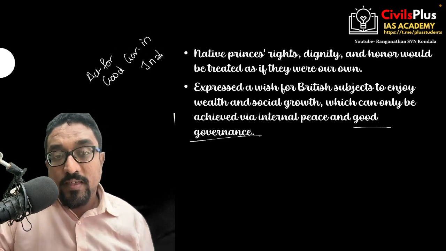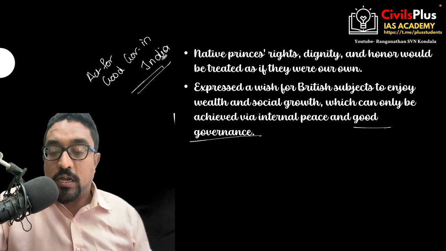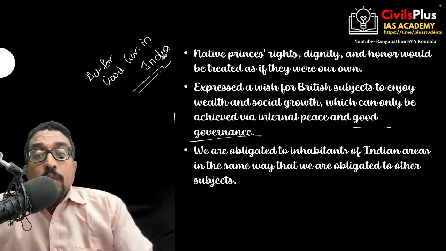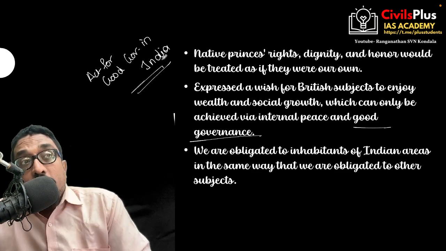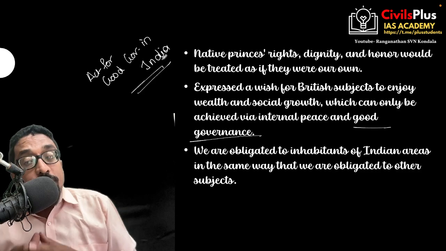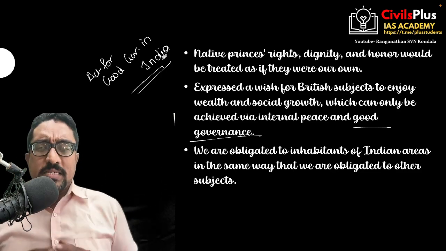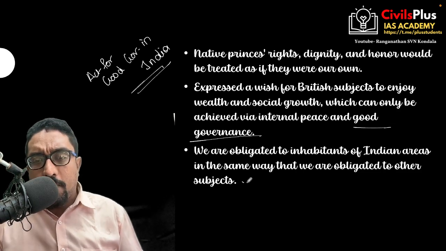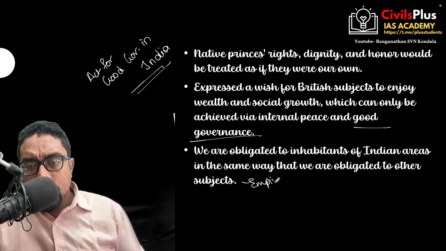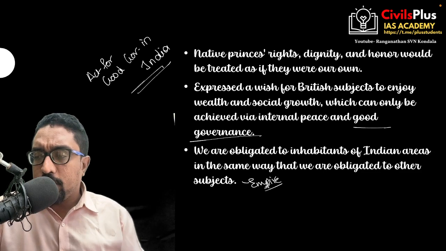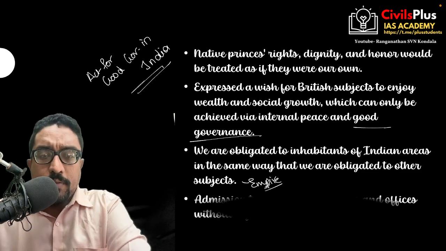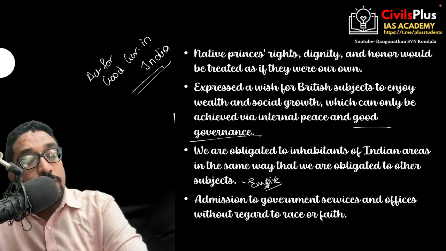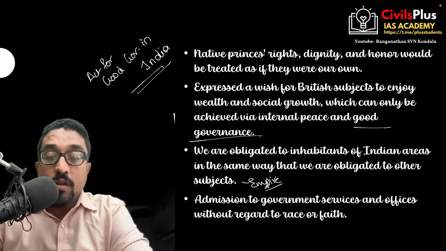It is called the Act for Good Governance in India. So intentions were very, very clear. Also, Queen Victoria clearly said that she is obligated for the inhabitants of India in exactly the same way as she is obligated for all other subjects of the empire. So she is responsible for the peace and well-being of all the subjects of the empire as much as of India. And admission into government services and offices was now to be done without any regard to race or faith.